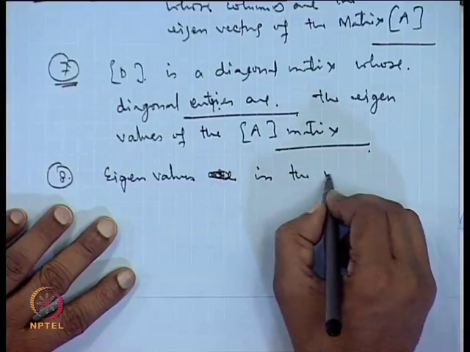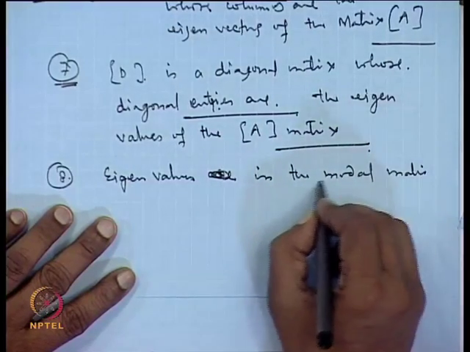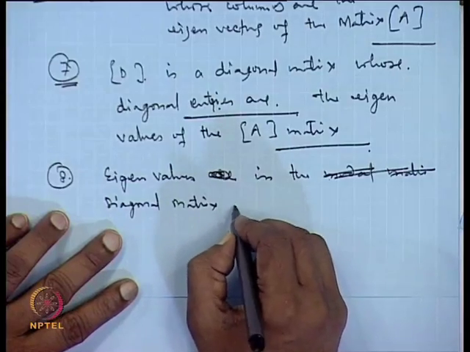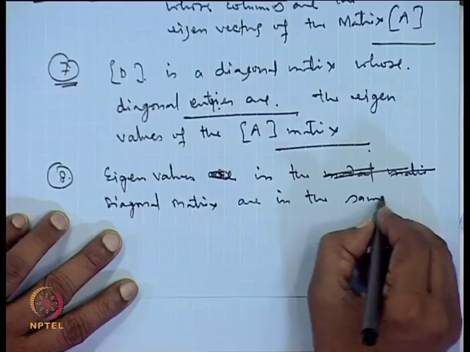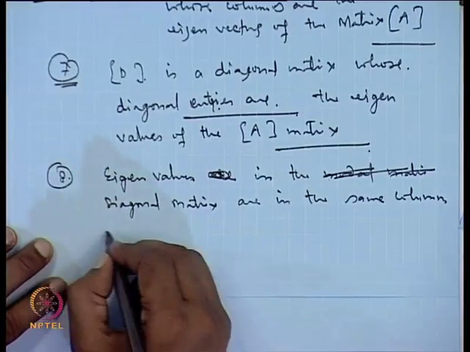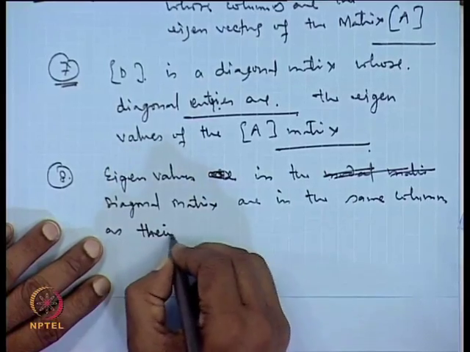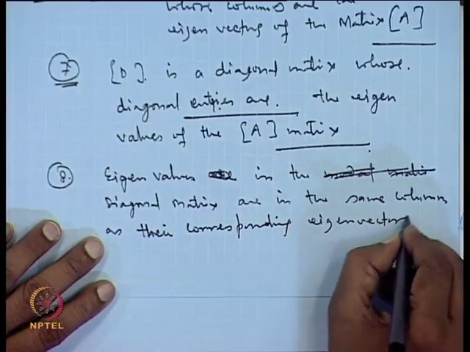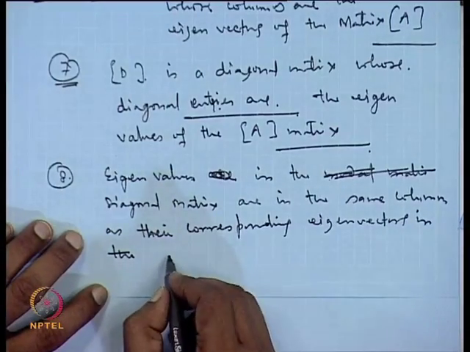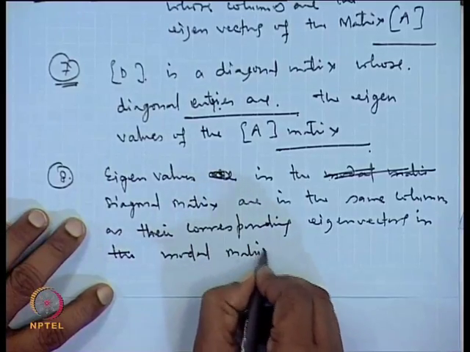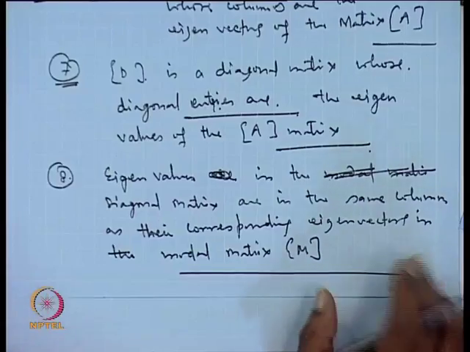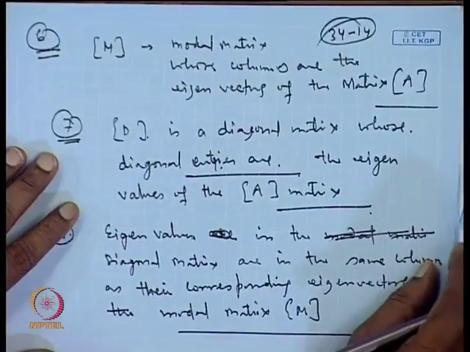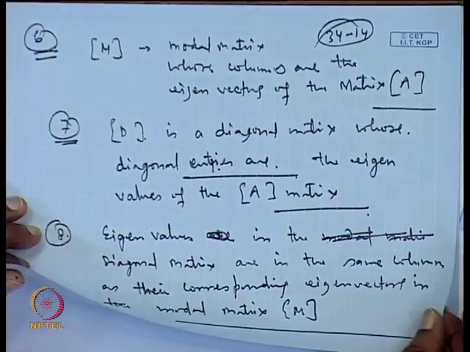Eigenvalues in the diagonal matrix are in the same column as their corresponding eigenvectors in the modal matrix M. So, with these 8 properties, we will be able to analyze the inertia matrix.